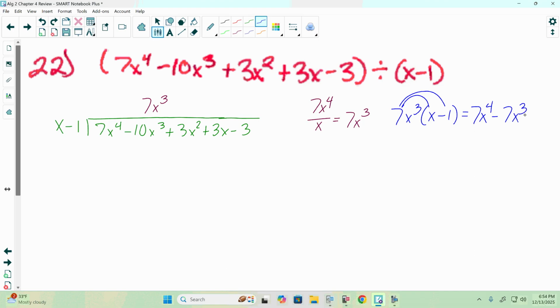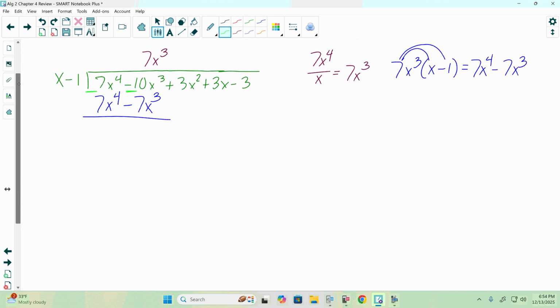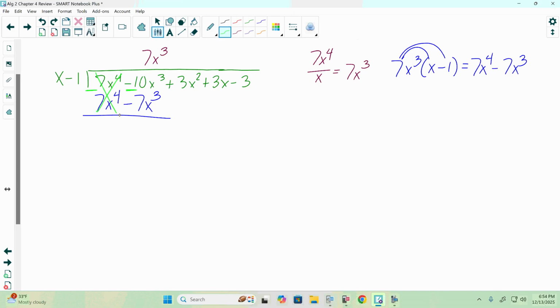Now we take that and put it underneath their like terms. And then we're going to subtract. 7x to the fourth minus 7x to the fourth is 0. Negative 10x cubed minus negative 7x cubed, the negative and negative make a plus, telling us that we have negative 10x cubed plus 7x cubed. Negative 10 plus 7 is going to be negative 3x cubed. Bring down our next term, plus 3x squared.